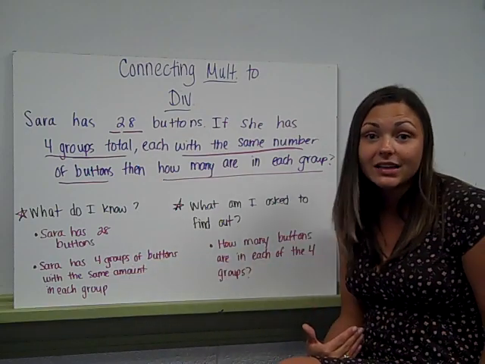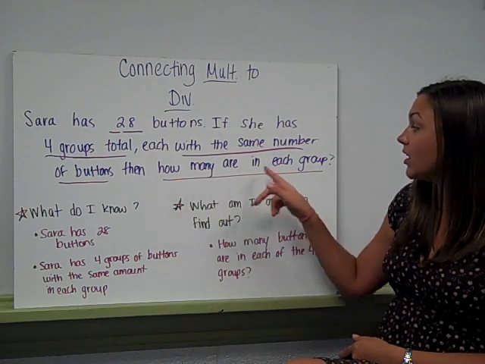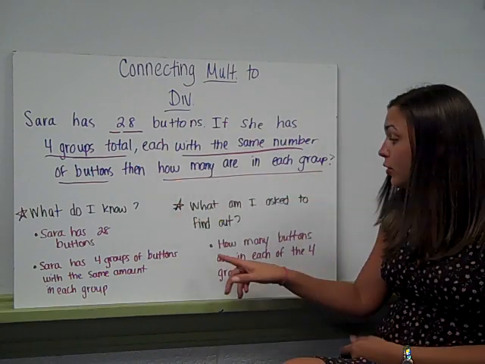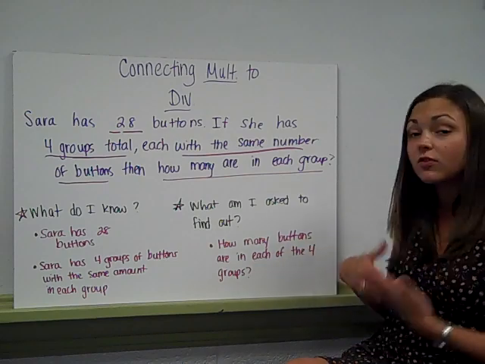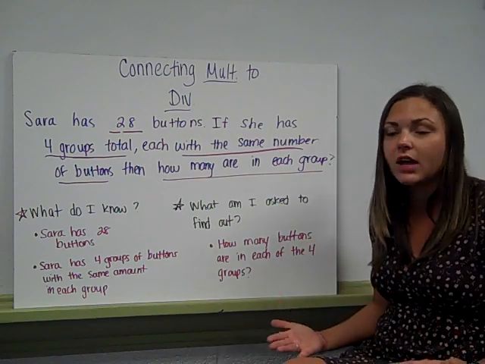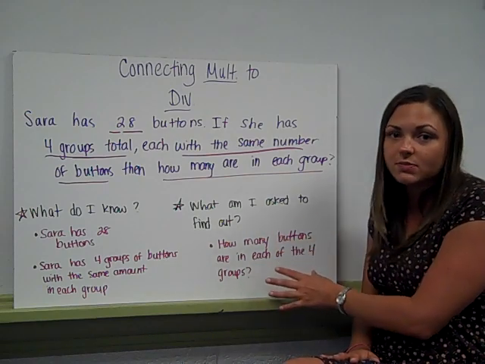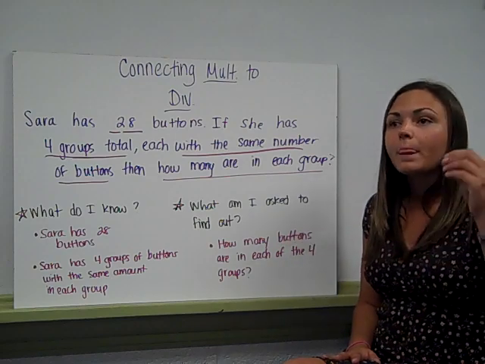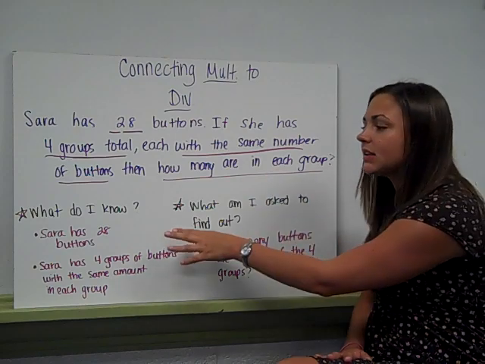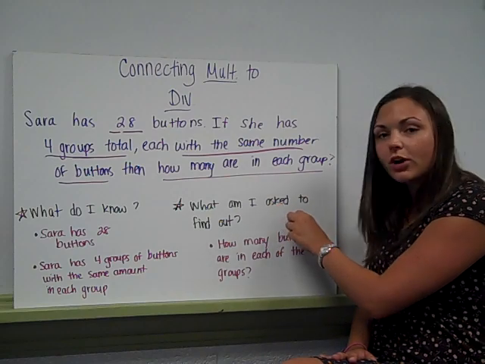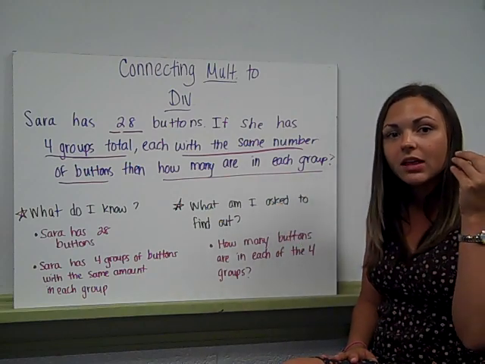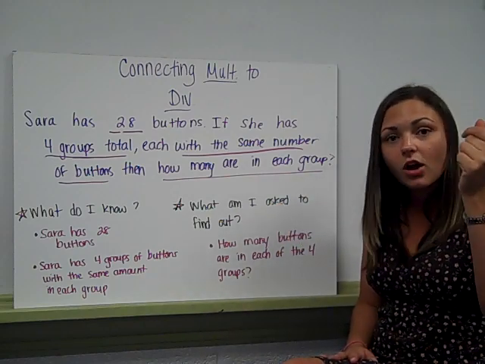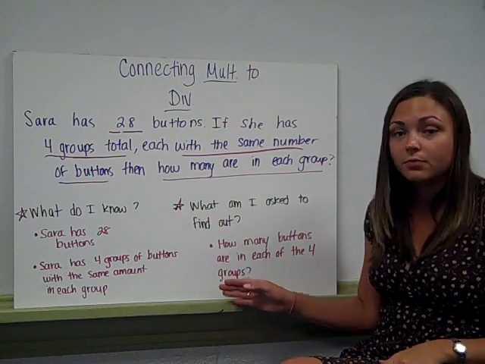What am I asked to find? I'm asked to find how many are in each group. So if I have 4 groups, how many buttons are in each of the 4 groups? That's what I'm asked to find. You have to do these steps until they become routine. You automatically think, what do you know? What are you asked to find when you're solving a problem? Until it becomes an automatic thought process, you need to write these down.